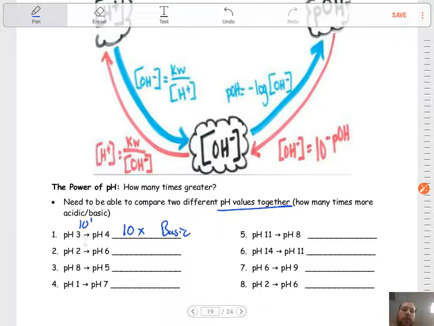So if we look at number 2, let's think first. 2 to 6, that's going to be more basic. Now, 2 to 6 is how many? So 2 to 3 is 1, to 4 is 2, to 5 is 3, and to 6 would be 4. So this is 10 to the 4th. So we've got to make it 10 to the 4th power. When you do that math, that equals 10,000 times more basic than what it was.